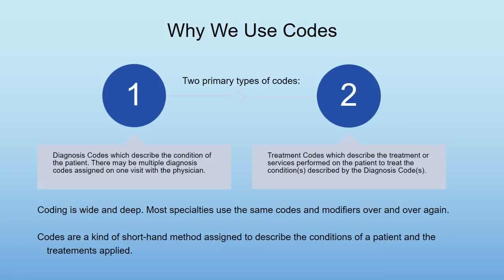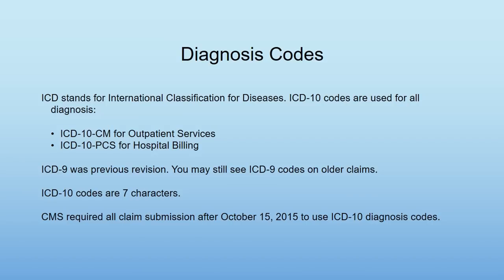Coding, like I mentioned, is very wide and very deep. There are unique codes for every specialty, but many specialties use the same codes and the same modifiers commonly. So codes are kind of a shorthand method used to describe the conditions of a patient and the treatments applied. Just wanted to give you a brief overview of what codes are used and how they are related. Let's get into diagnosis codes a little bit.